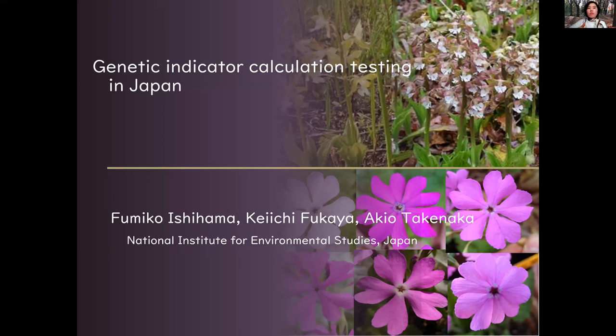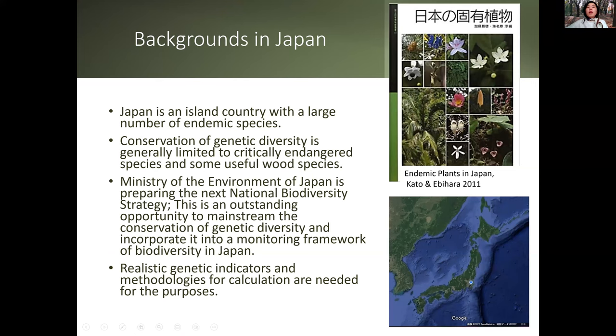I am Fumiko Ishihama from the National Institute for Environmental Studies, Japan, and I will introduce the genetic indicator calculation testing in Japan. Japan is an island country with a large number of endemic species, and conservation of genetic diversity is generally limited to critically endangered species and some useful wood species.